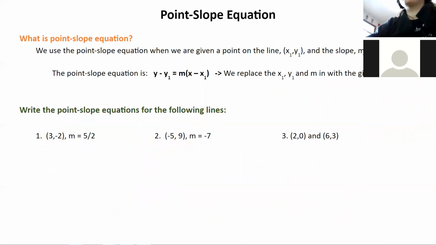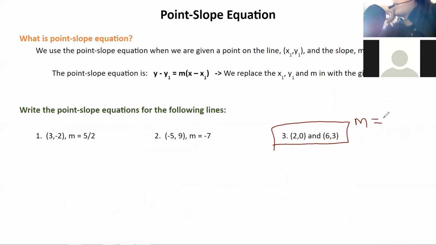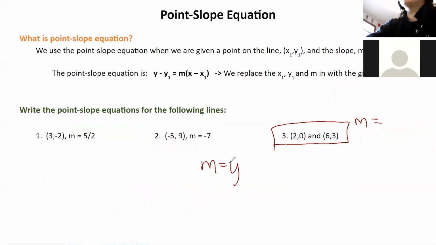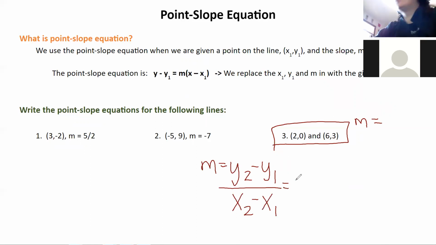Now, how do I do that if they give me 2 points? I'm missing a slope. What am I going to have to do? Yeah, find it. Do the slope formula. And the slope formula tells me I'm going to subtract my y's over my x's subtracted. So what are the 2 y's that I'm going to subtract in that formula?